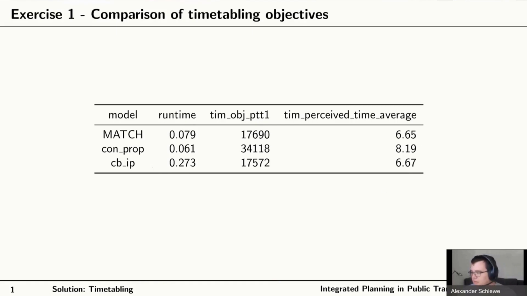Yeah, and again, we see a similar image in the perceived time average, but for example, here we see that match finds the better value with respect to the perceived time than the cycle-based formulation, and that's something very interesting that you sometimes see. Of course, CBIP is the optimal solution with regard to TIM objective PTT1, but these two objectives are not the same. So it may be better to run a heuristic when you look for something different than the correct objective function of the optimization problem.